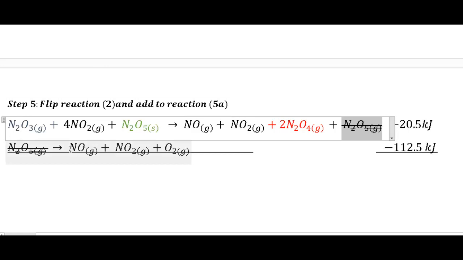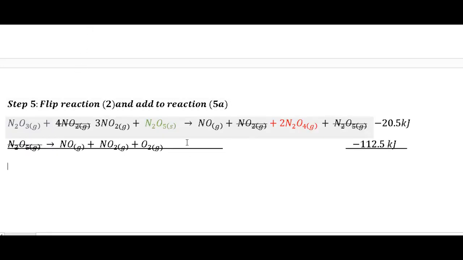The NO here is on the product side, and the NO here is on the product side, so that's going to be 2NO. One thing I also want to mention is that this 4NO2 in the reactant side can also cancel out with the NO2s on the product side. As an alternative, we can cancel out one of the NO2s here with one of the NO2s here, and that will leave us with 3 NO2s. So I'll cancel one of the NO2s with the 4 NO2s here, giving me 3 NO2s.